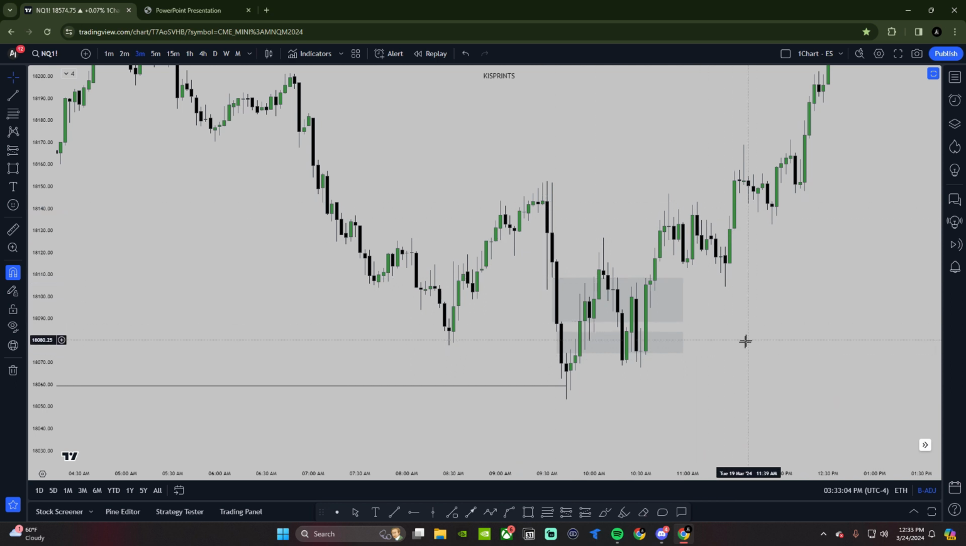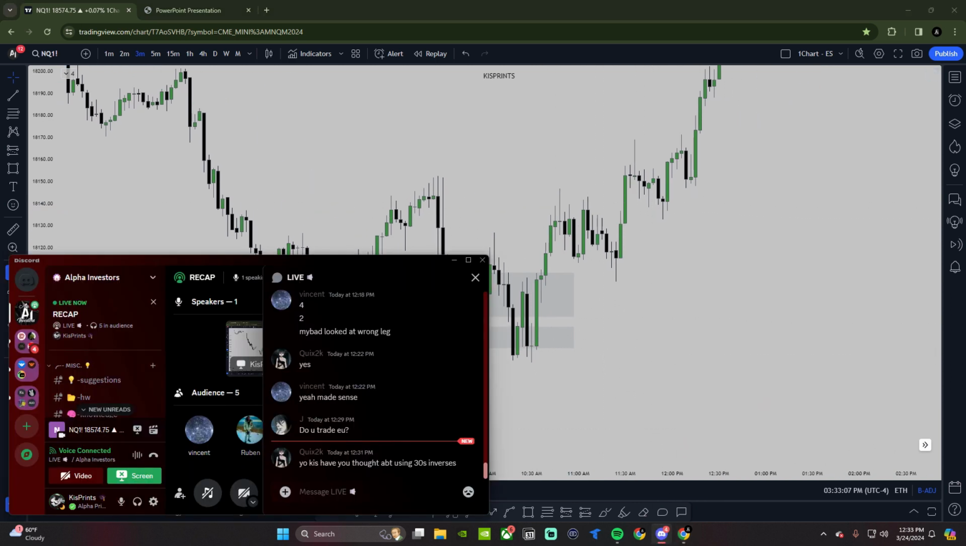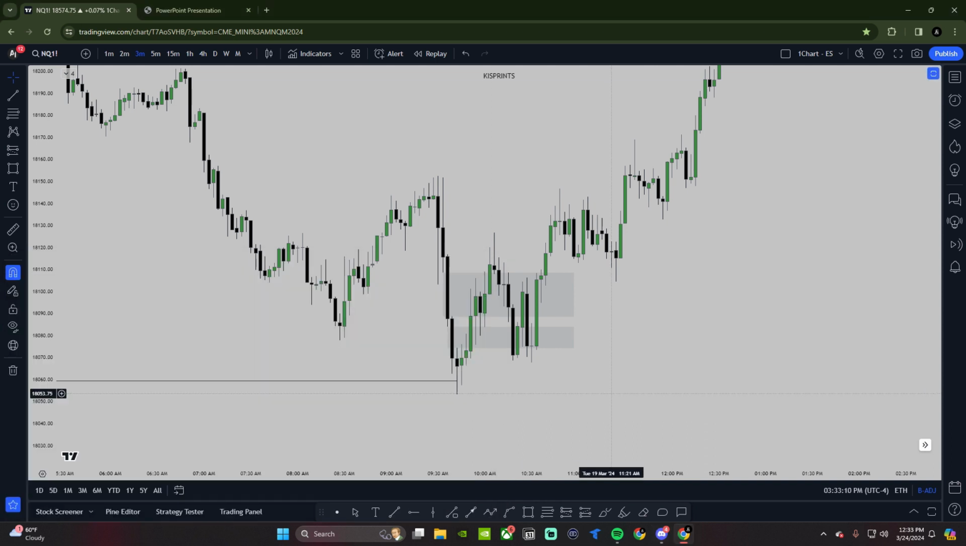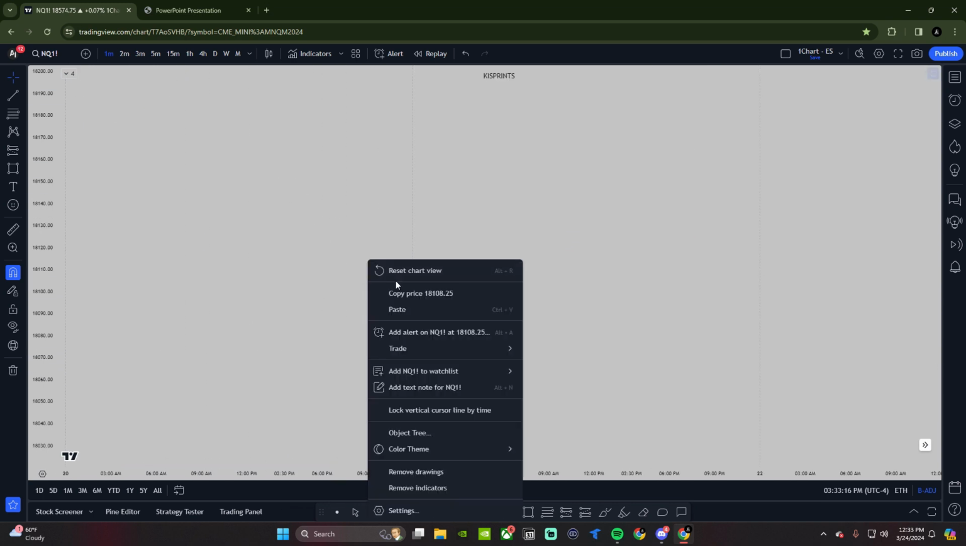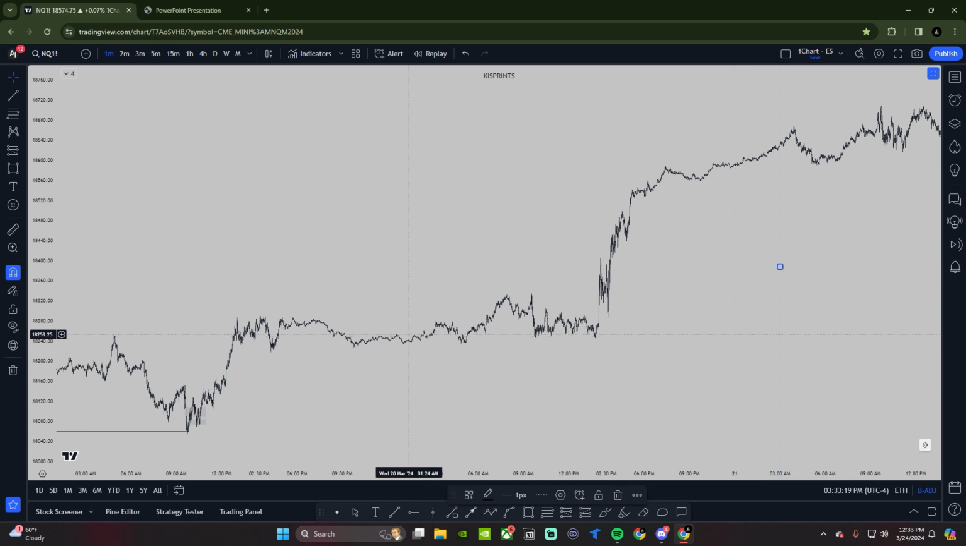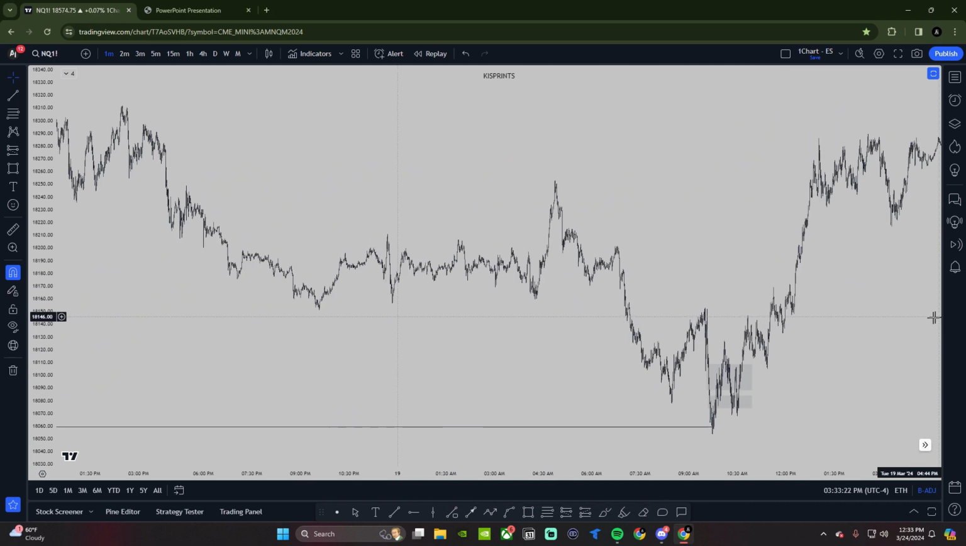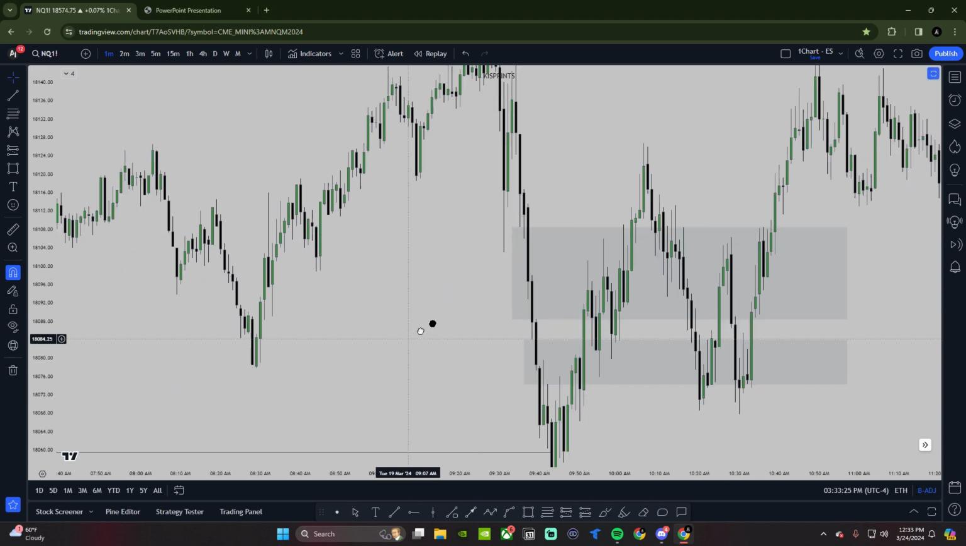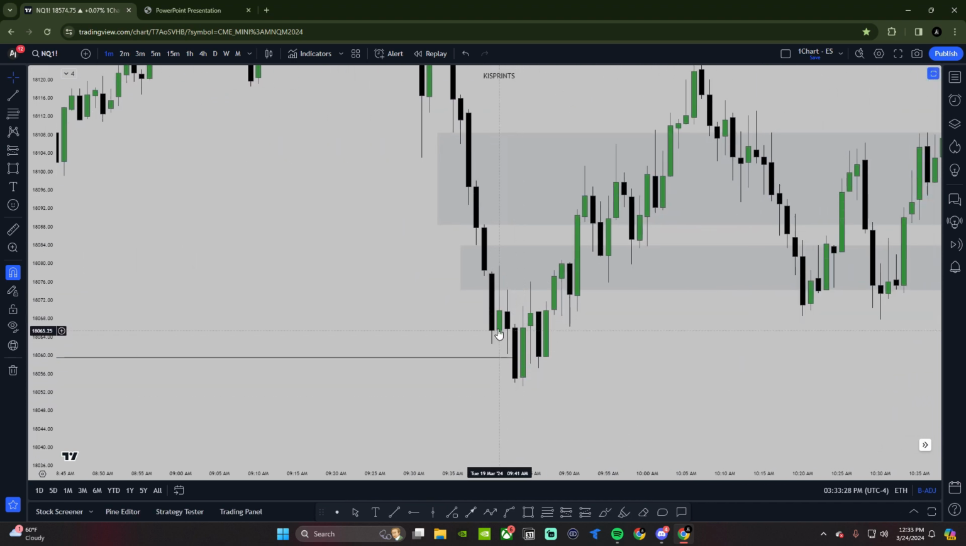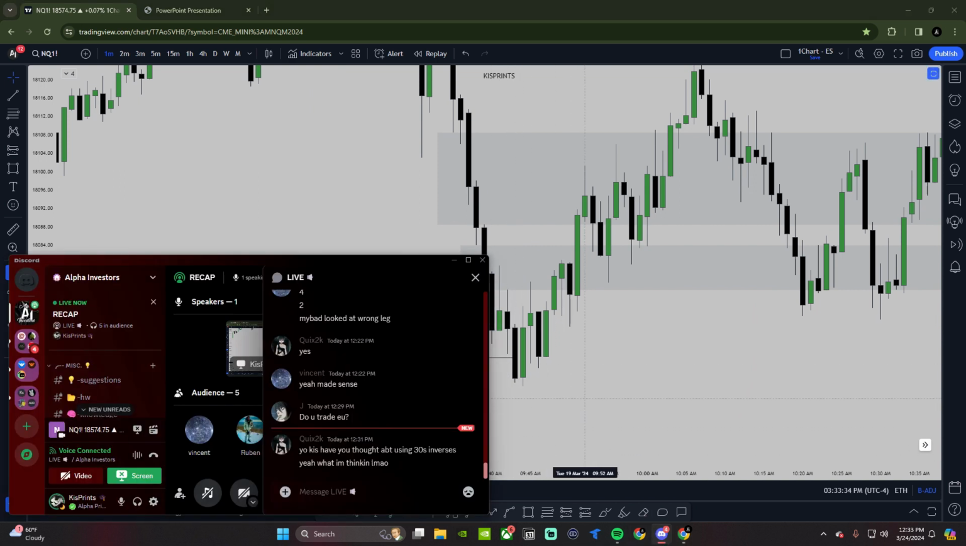So the grade isn't good on this one, but if we were to try to take a trade off of this, Yo Kiss, have you thought about using 30-second inverses? Honestly, yeah, there probably would have been a 30-second inverse on this, huh? Because of that last leg. I never really wanted to have a second chart, but there probably was a 30-second inverse on this leg right here, huh? This order block, this last leg that swept one more time. Yeah, you're right. I've never really wanted to dip lower below a 1 minute, but that's why I still haven't bought TradingView Pro. I just have the essential.